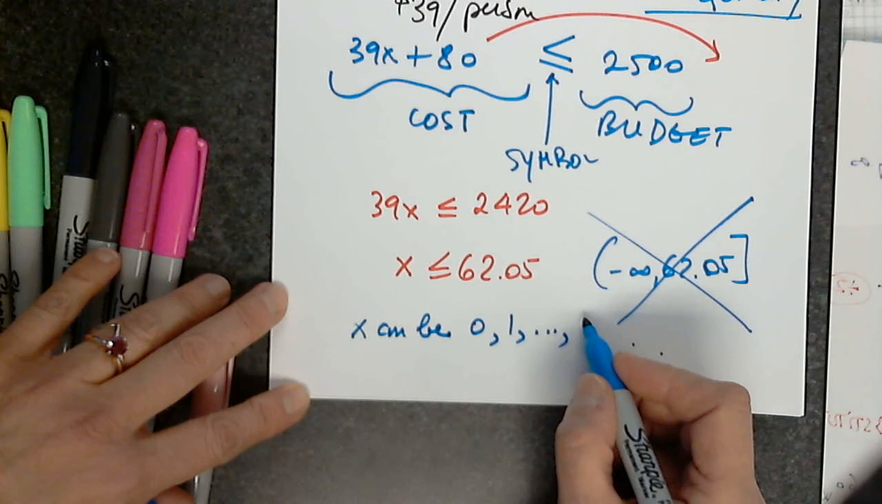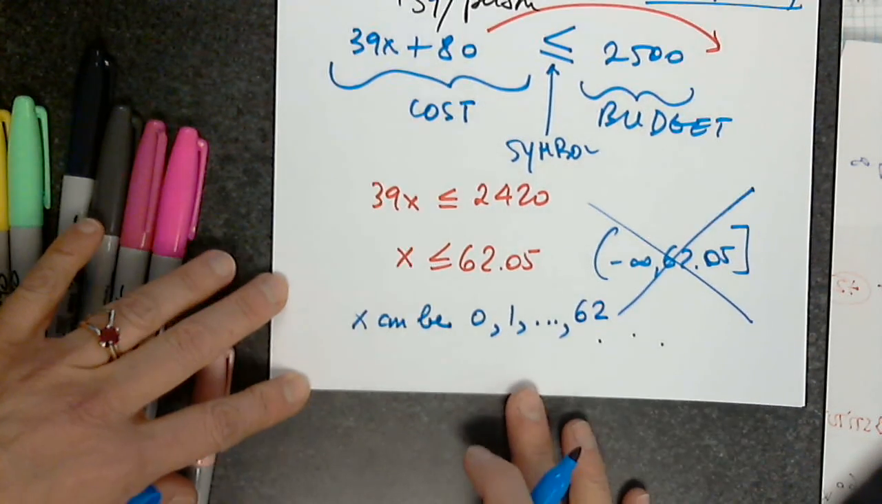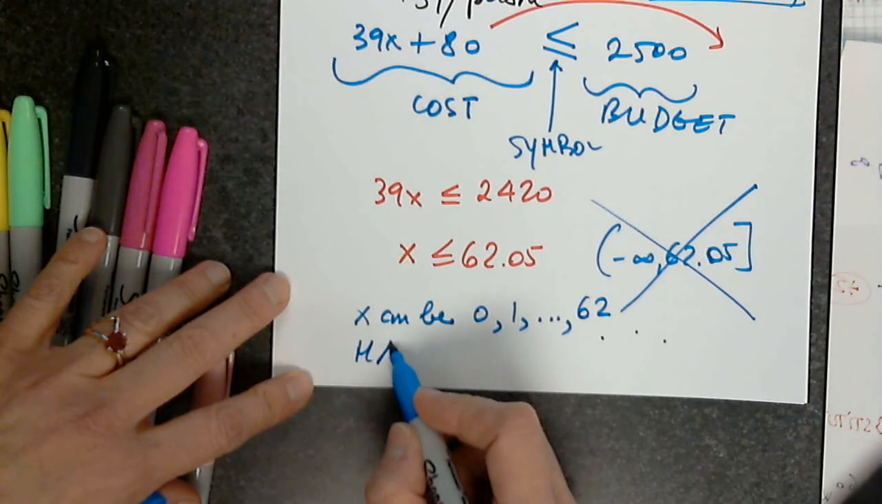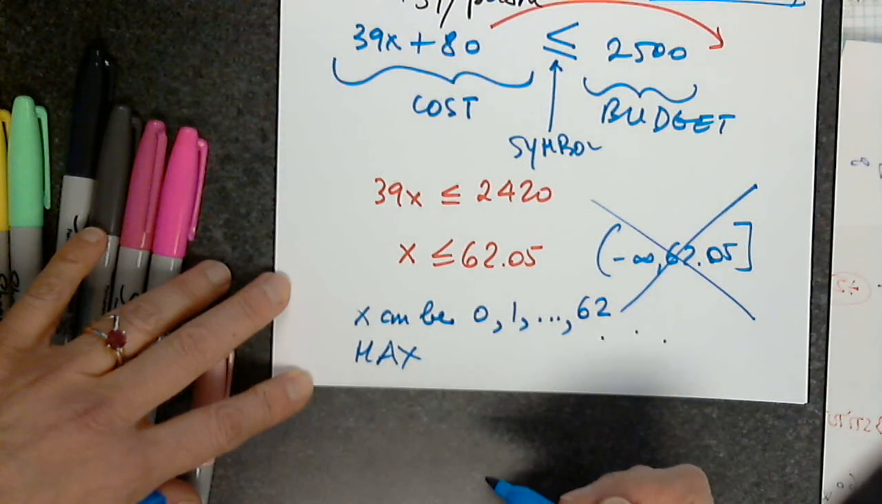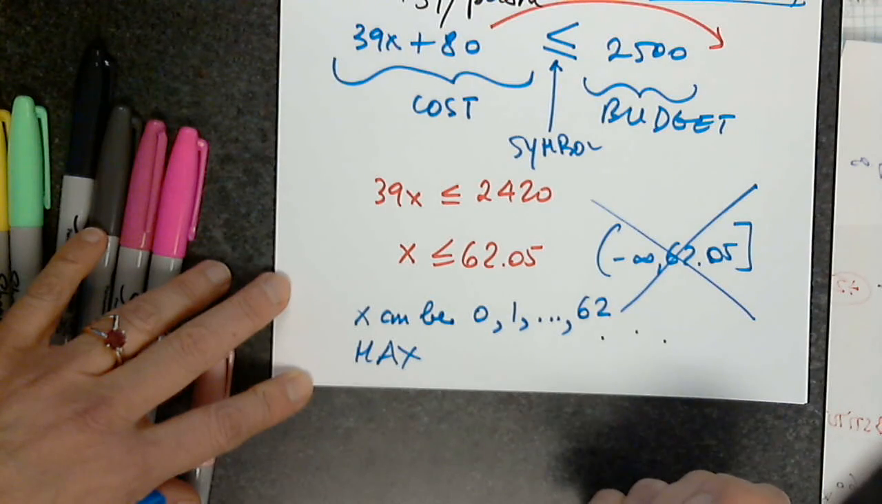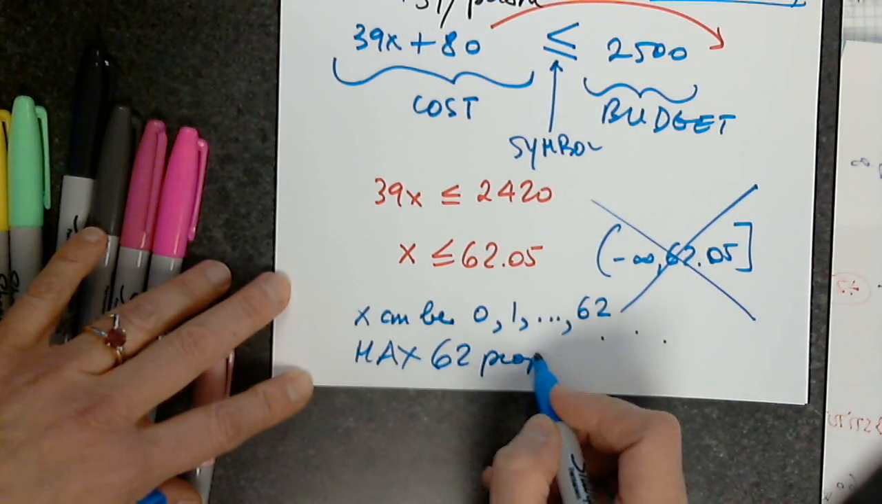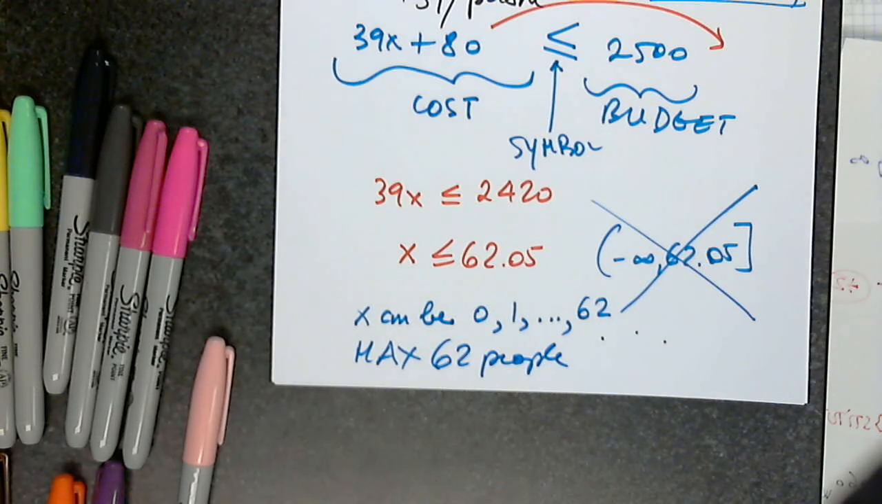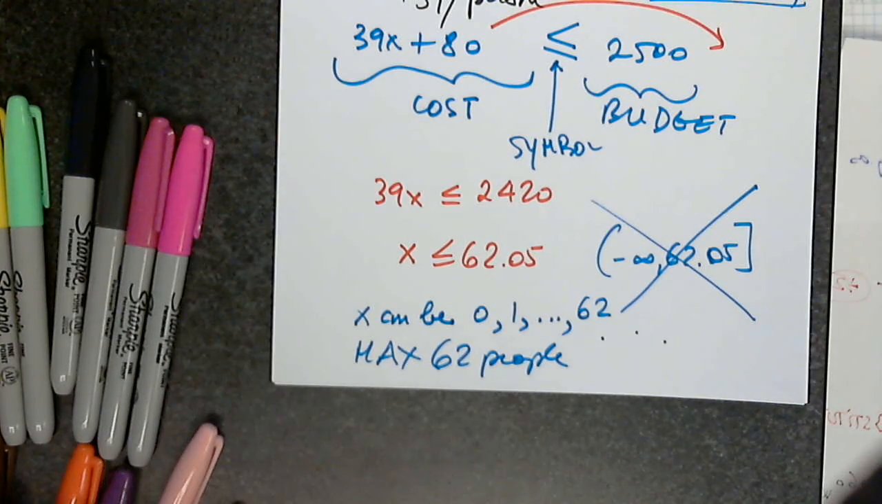all the way till 62. Another way of writing the answer is max 62 people. But for such an inequality concerning people, I would not be able to use interval notation. So if I'm asked to find the maximum number of people, I will just plug in 62. Very good question. This is okay. Any questions?